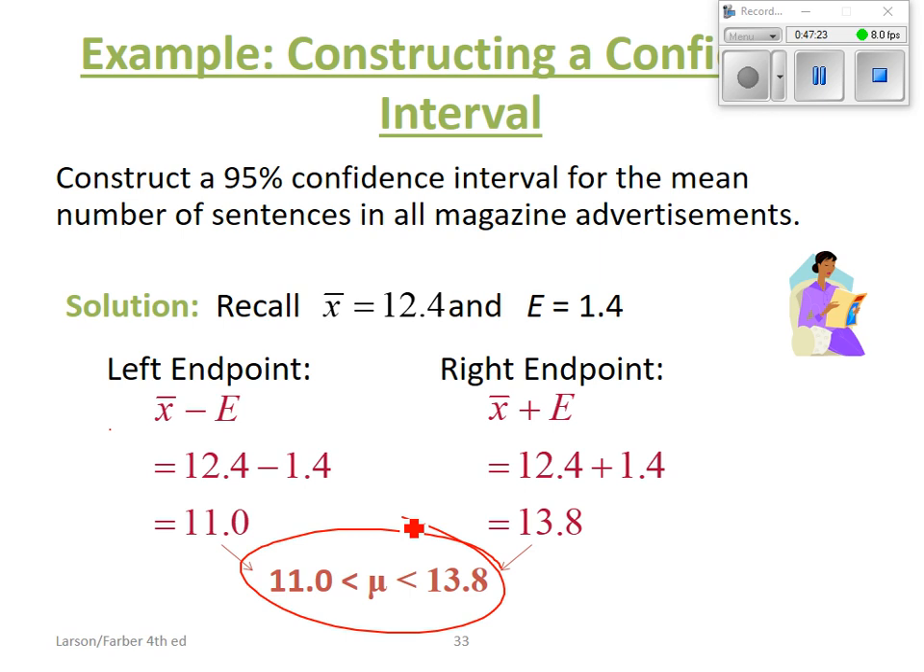Other ways you can write this. You can write it that way. A lot of times in this book, they're just gonna write it like this. They're gonna use a parenthesis, put 11.0, comma, 13.8. And when we get to using the calculator, this is the way the calculator is going to show it to you.